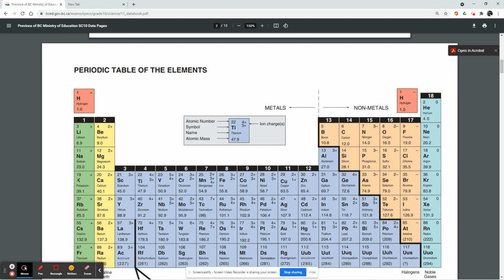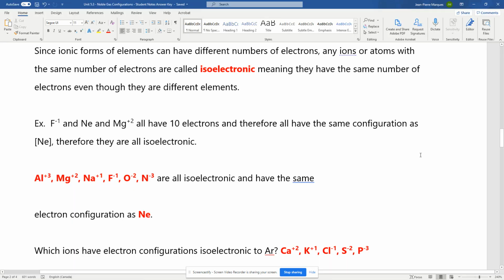Metals, in the other case: potassium +1, calcium +2, scandium +3. Every single one of these has the exact same electron configuration as argon. Why? 19 - 1. If you forgot, a +1 charge or a positive charge means that's how many electrons you've lost. So 19 - 1, 18 electrons. 20 - 2, 18 electrons. 21 - 3, 18 electrons. Therefore, they all have the same number as argon, and therefore they would all have the exact same electron configuration.